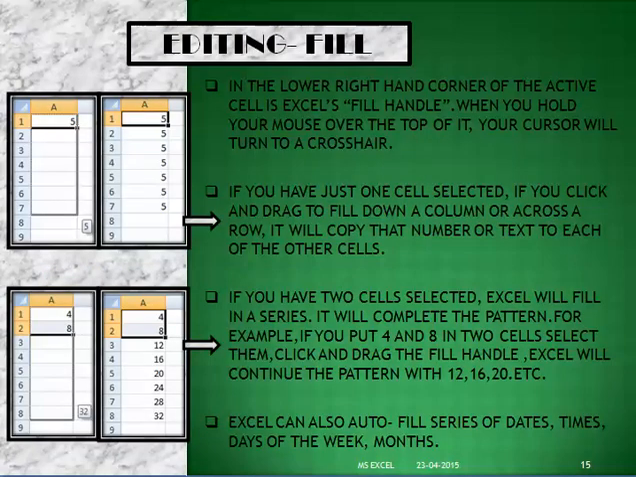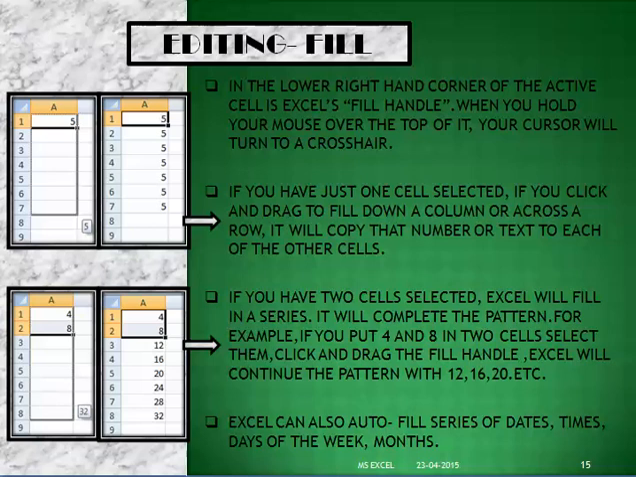Editing fill. In the lower right-hand corner of the active cell is Excel's fill handle. When you hold your mouse over the top of it, your cursor will turn into a crosshair. If you have just one selected cell, if you click and drag to fill down a column or across a row, it will just copy that number or text to each of the other cells.